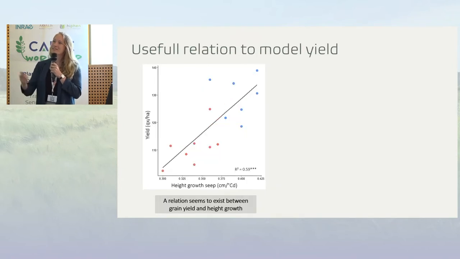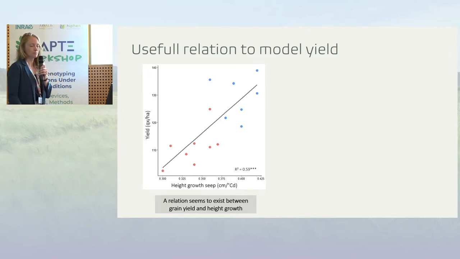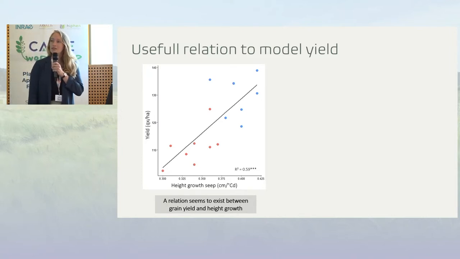Okay, and this is some other relation that we were able to show with our experiments. A good relation between yield and height growth speed. So really easy to measure. You can have it in, I don't know, a few weeks. And you can see that it's pretty well correlated when we are taking all the conditions together. So it might be an insight to model yield, even in not so good conditions.